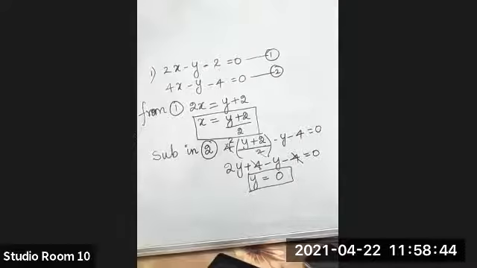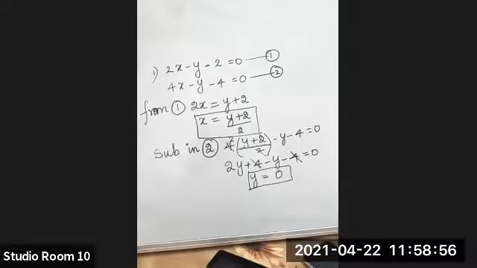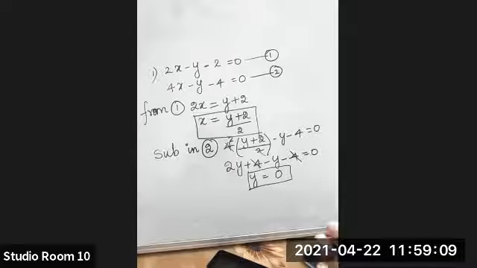Once again, I'll explain it. We are given two equations: 2x minus y minus 2 is equal to 0, and the second equation is 4x minus y minus 4 is equal to 0. We are solving these equations by the substitution method. What is meant by substitution method? In place of one variable, we can substitute another variable. We can substitute for x or for y.